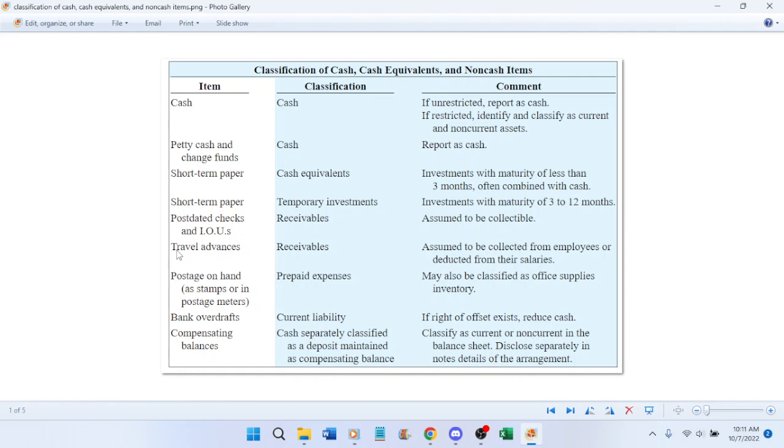Short-term paper, investments with a maturity of 3 to 12 months, you do not report as cash, you report it as a temporary investment. A post-dated check and an IOU are receivables. Travel advances and receivables. Postage checks and IOUs and travel advances are receivables. Postage on hand. Prepaid expenses.